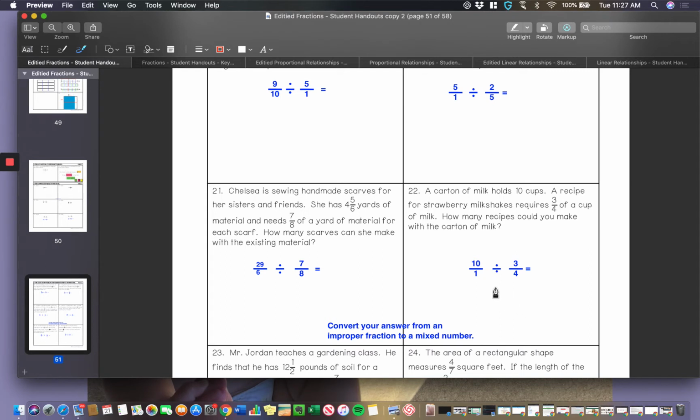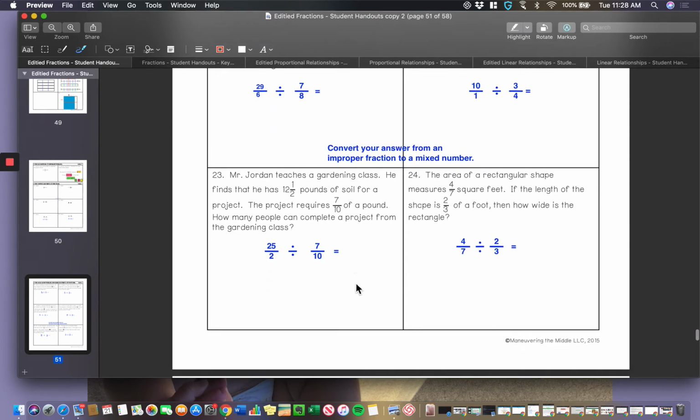So you're going to take the 10 cups and divide that 10 cups by each serving size, which is 3/4 of a cup, to tell me basically how many milkshakes I can make from that carton of milk that holds 10 cups.